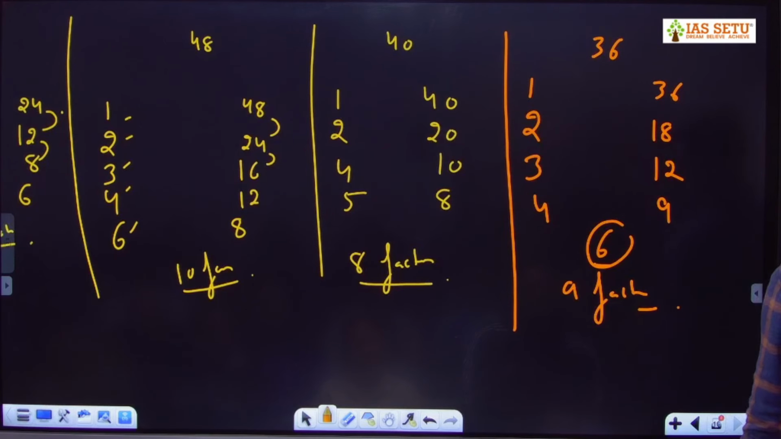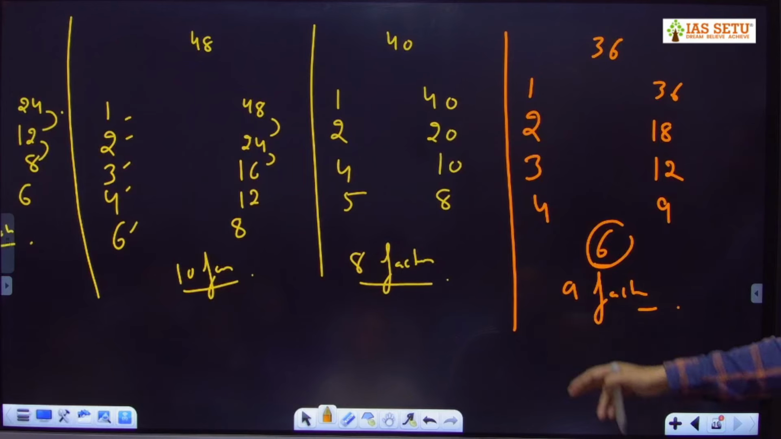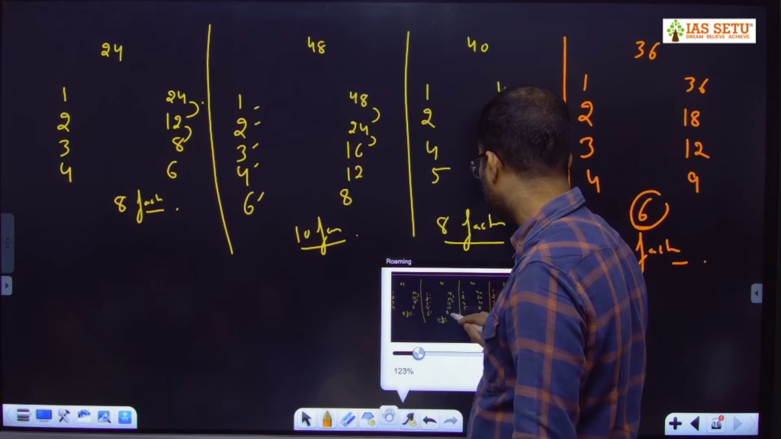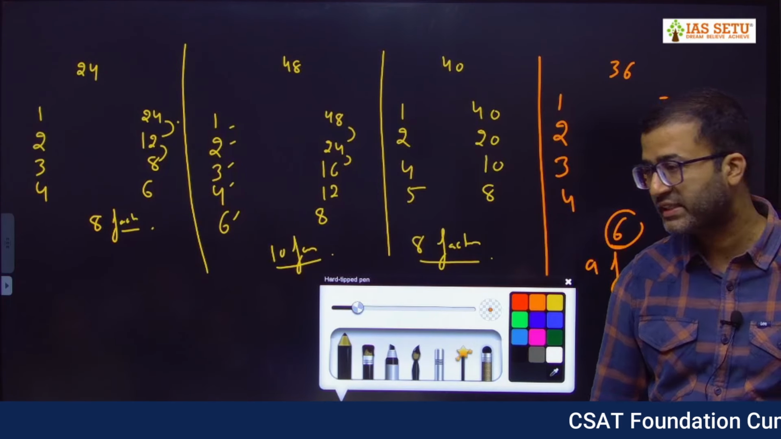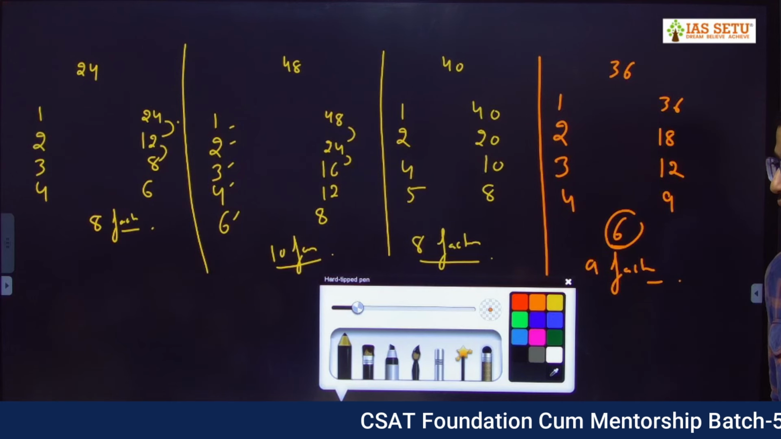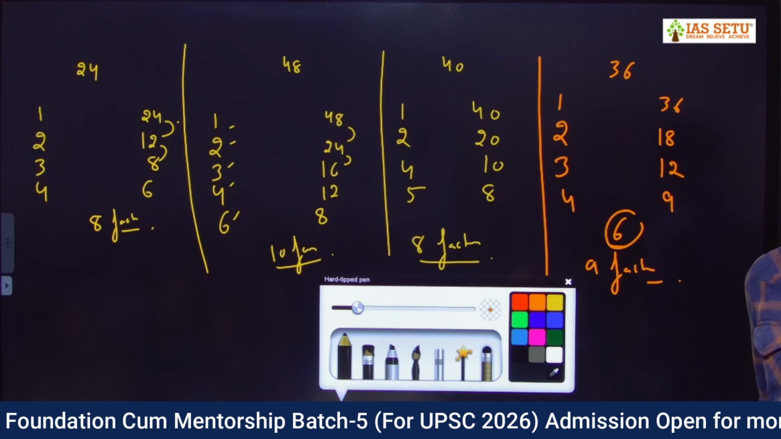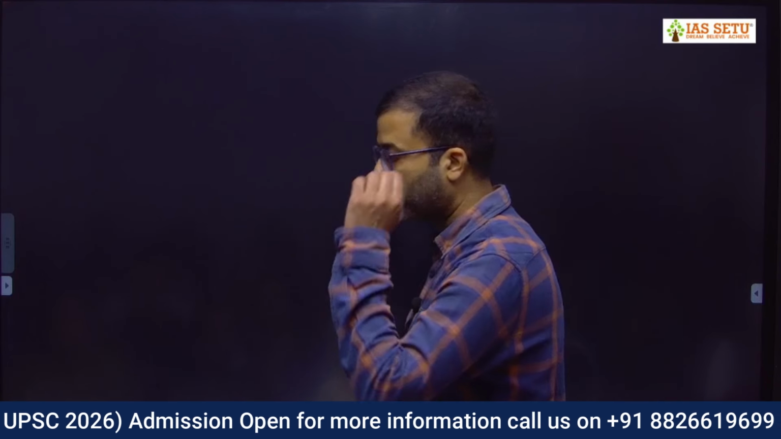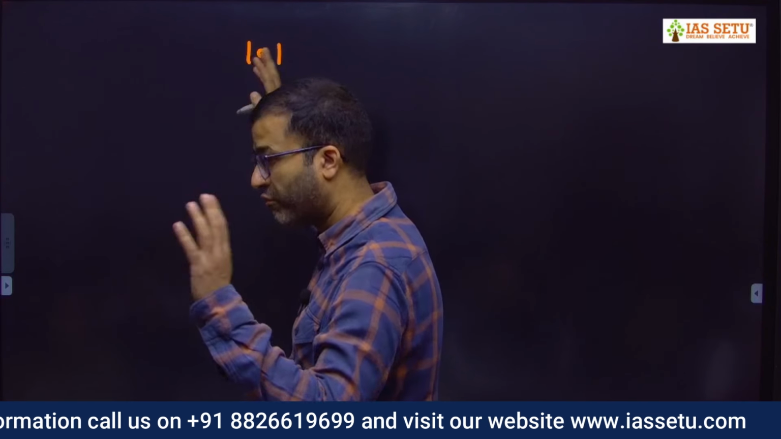Before I tell you the short trick for the number of factors, sum of factors, product of factors: 48 has 10 factors, 40 has 8 factors, 36 has 9 factors, 24 has 8 factors. Can anyone tell me any observation you have made? Number of factors are decreasing as the number is decreasing. No, that is not the case. Yes, I will come to that point. Who is saying perfect square? You wait. See here. According to your observation, 101 should have more factors.